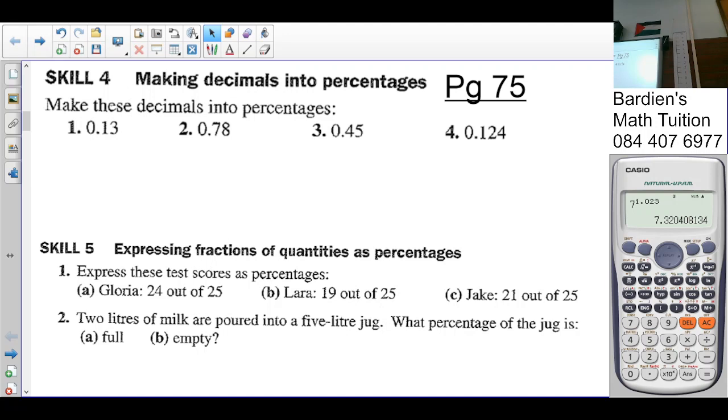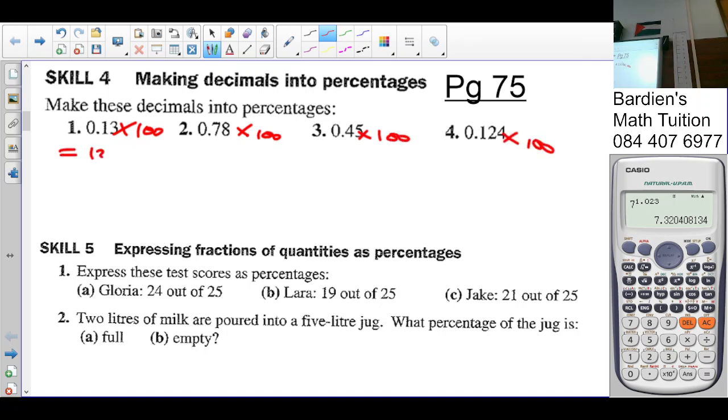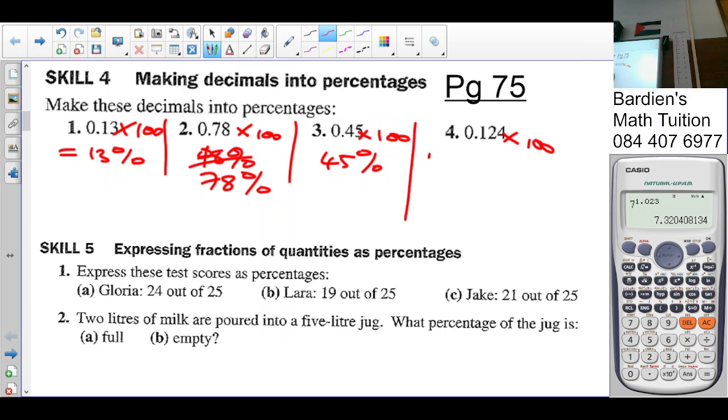People, making these decimals into percentages, what do we do here? We multiply it by 100. So that's going to give you 13%, not so? Yes, sir. The next one is 78%. That's 78%. It's going to give you 45%. This one, yeah? 12.4%. Why? You multiply it by 100, so the decimal must move twice, 2 units. That's it. Okay.